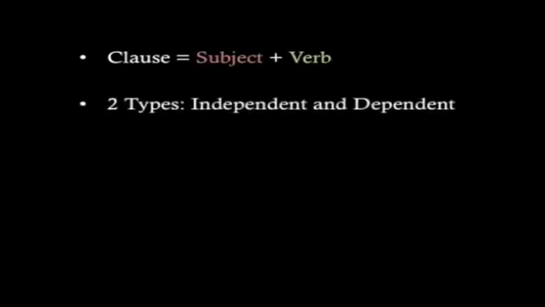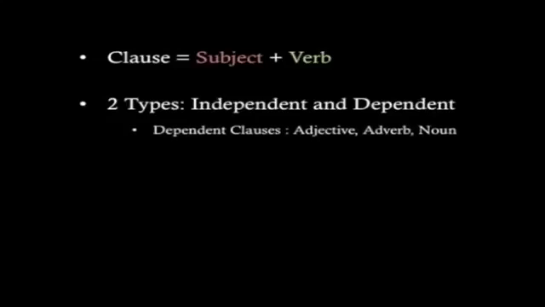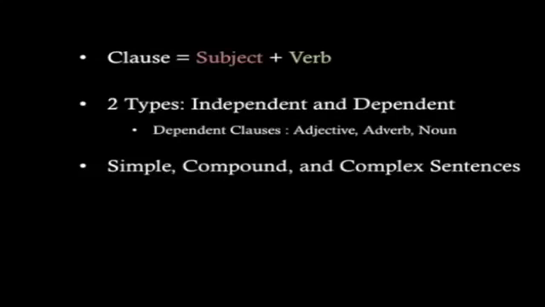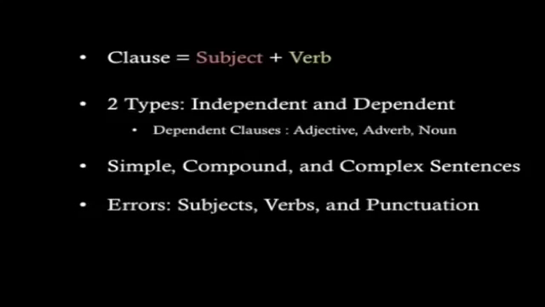It's time to review. You've seen that a clause is a group of words with at least one subject and at least one verb. There are 2 kinds of clauses, independent and dependent. Dependent clauses come in 3 flavors: adjective, adverb, and noun. These form the basis of simple, compound, and complex sentences. Errors with clauses usually include missing subjects or verbs and mistakes with punctuation.